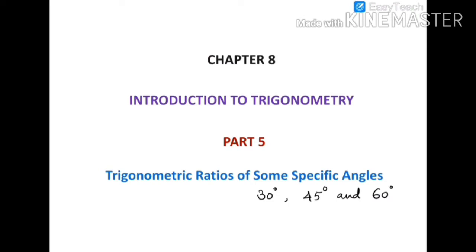Grade 10 textbook also has trigonometric ratios of 0 degree angle and 90 degree angle. However, for this year these two angles are deleted from the portion. So you don't have to learn these ratios for 0 degree and 90 degrees.